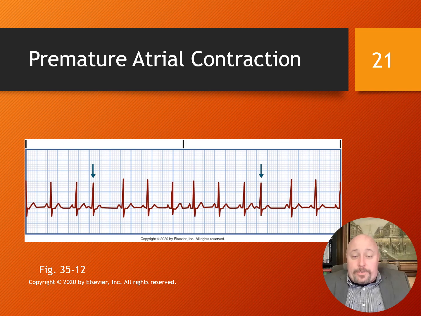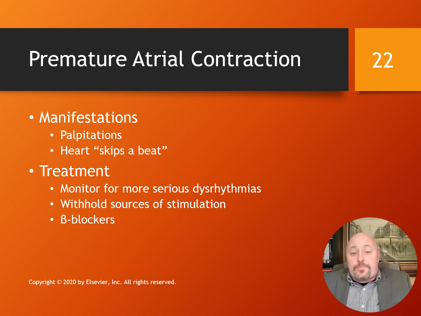Next would be a premature atrial contraction. As you can see from our arrows there, we have a normal rate and then a QRS complex, a beat that came too early, followed by a longer pause, as the heart tries to compensate, get itself back on the rhythm, before it again has a premature contraction. These premature atrial contractions manifest as palpitations, where the heart just skips a beat. The treatment is to monitor for more serious dysrhythmias, withhold any sources of stimulation, and beta blockers.